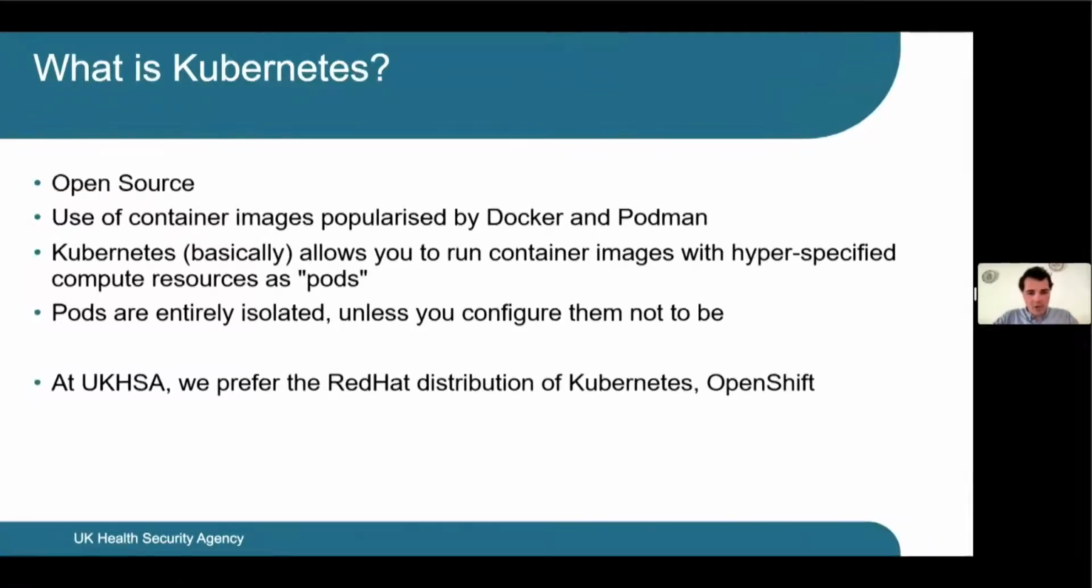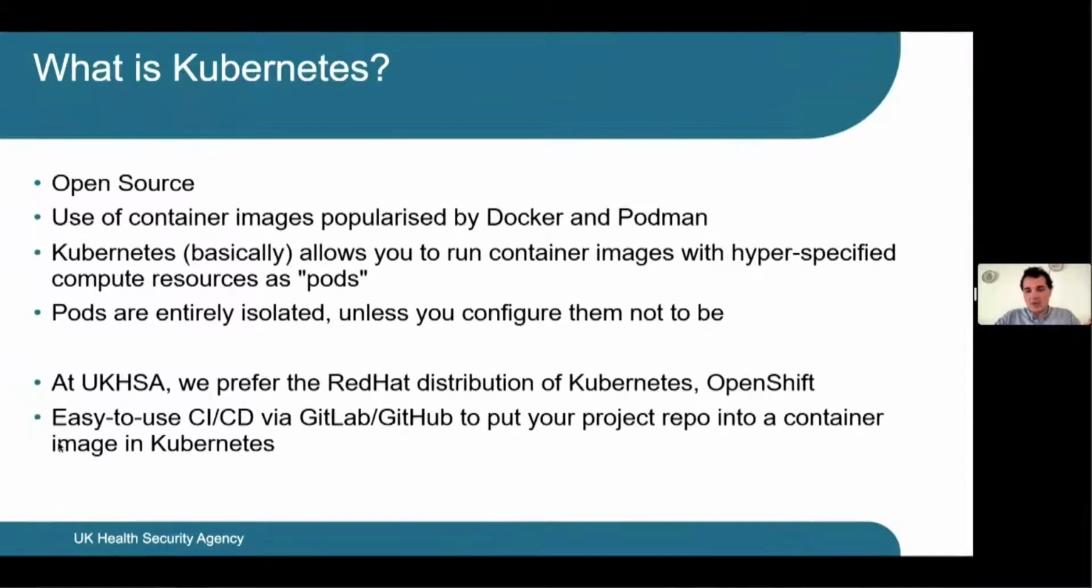Now, at the UK Health Security Agency, we prefer the Red Hat flavor of Kubernetes, known as OpenShift. And I'll talk a little bit about that now, because it's easy to use continuous integration and continuous delivery. It has those add-ons.